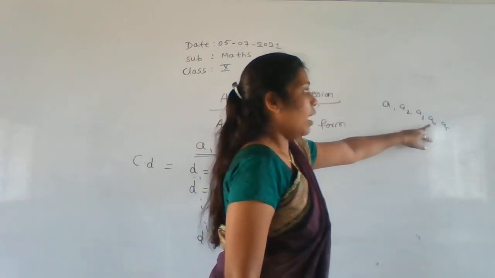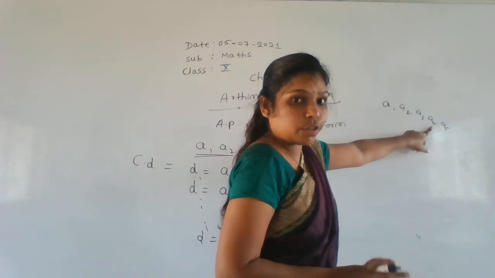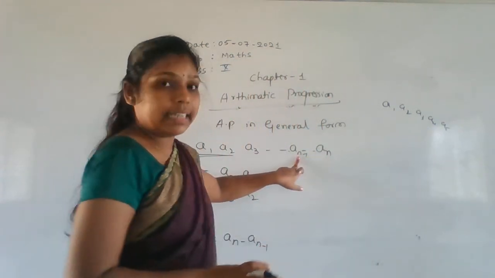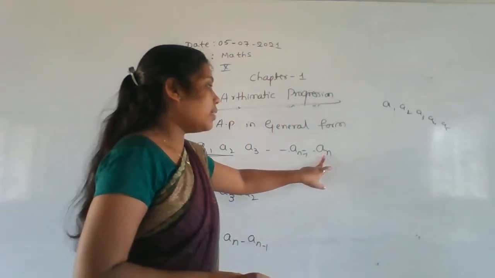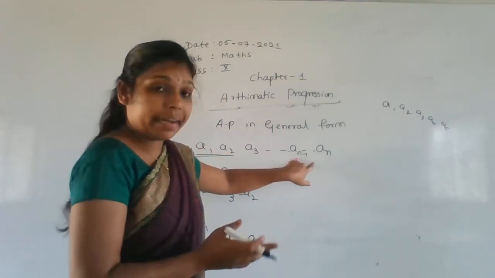N is 5. And what is this value? N minus 1, right? 4, 5 minus 1. So for that reason, I wrote in general, that is N minus 1. The last term is A N, but the last but one term is A N minus 1.